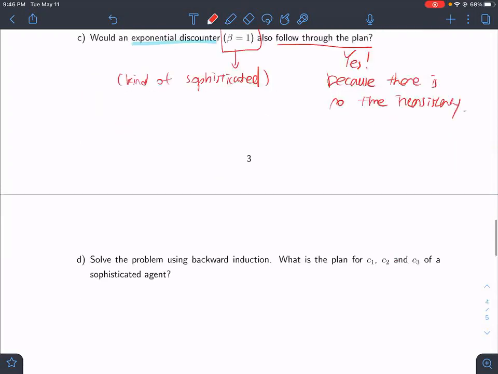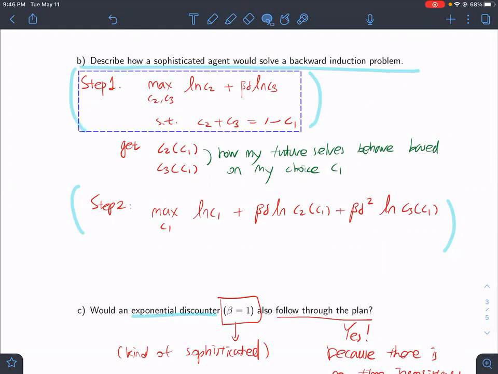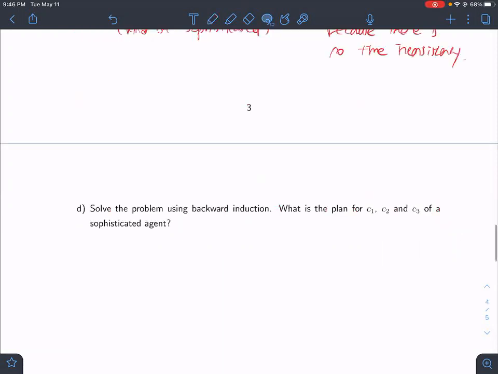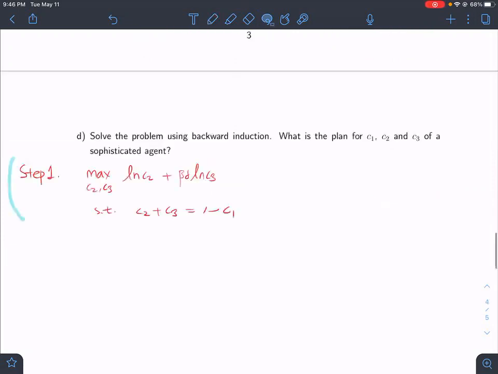And then, coming back to the sophisticated agent, copy and paste this one. Let us use backward induction to solve this problem. So we are solving backward. So the Lagrangian will be log C2 plus beta delta log C3 plus lambda times (1 minus C1 minus C2 minus C3).